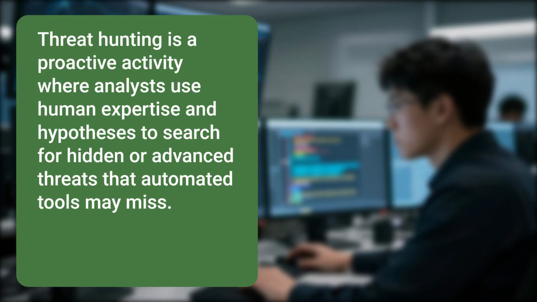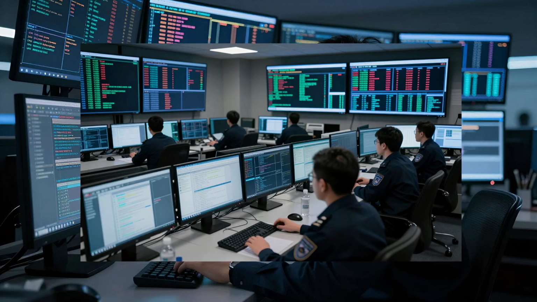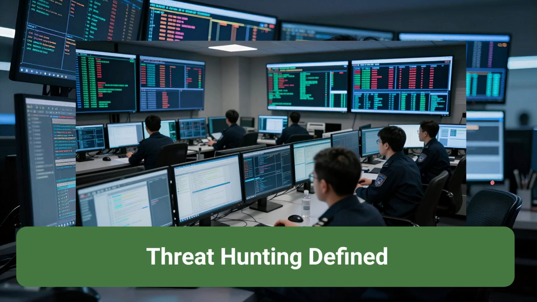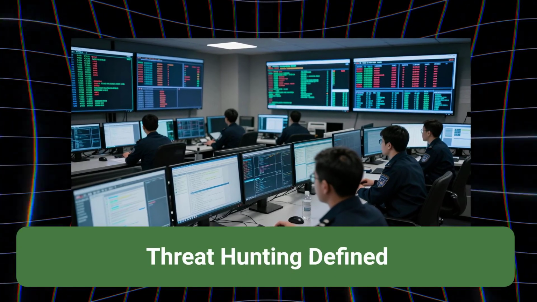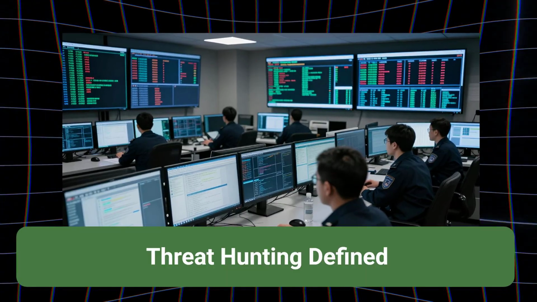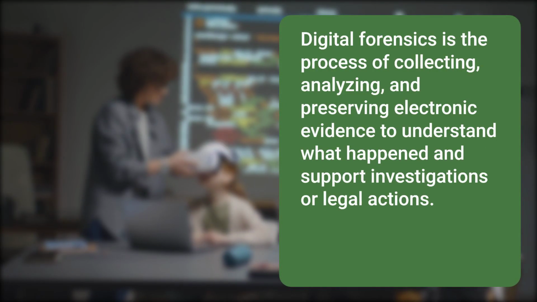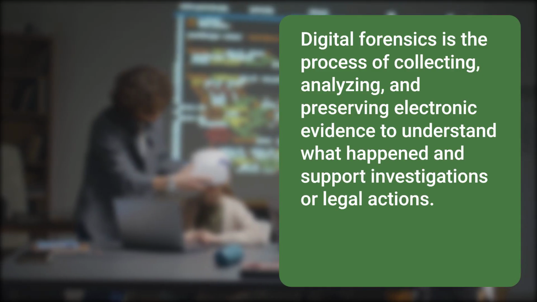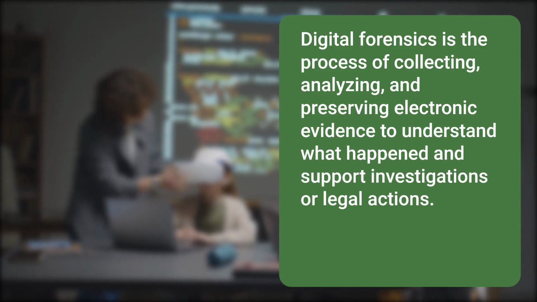Threat hunting is a proactive activity where analysts use human expertise and hypotheses to search for hidden or advanced threats that automated tools may miss. In a scenario where security staff actively search for indicators of compromise rather than waiting for alerts, the correct concept is threat hunting.